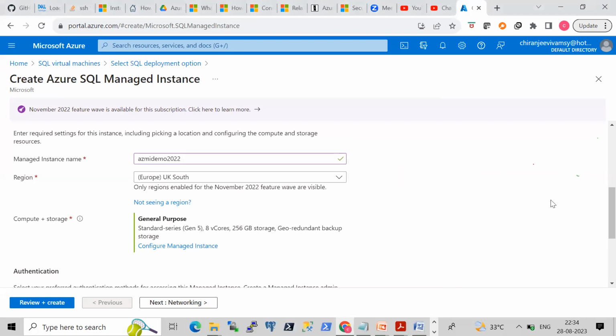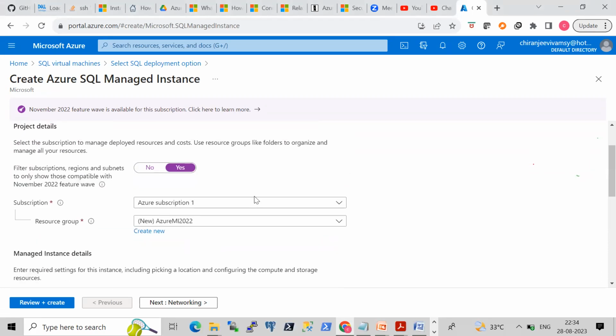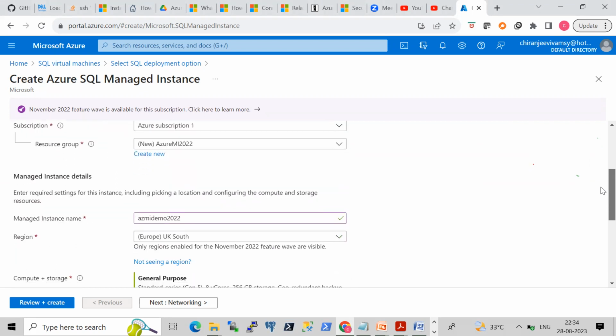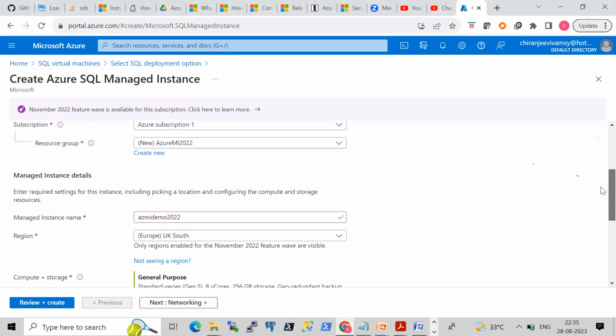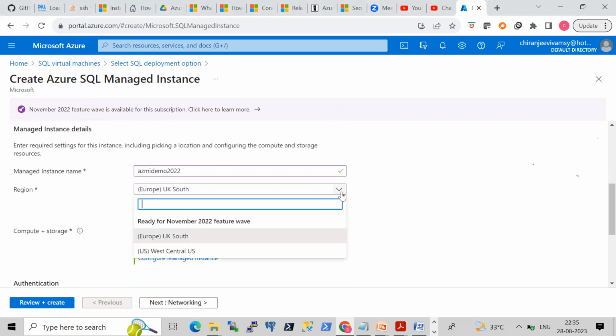Okay. So what we discussed till now is the November 2022 feature wave, and I told you it's not applicable for higher environments like production or pre-prod. That is the first thing, and only a few regions are supporting that November 2022 feature wave. For the moment, it is not there in India, so I have to choose North Europe.